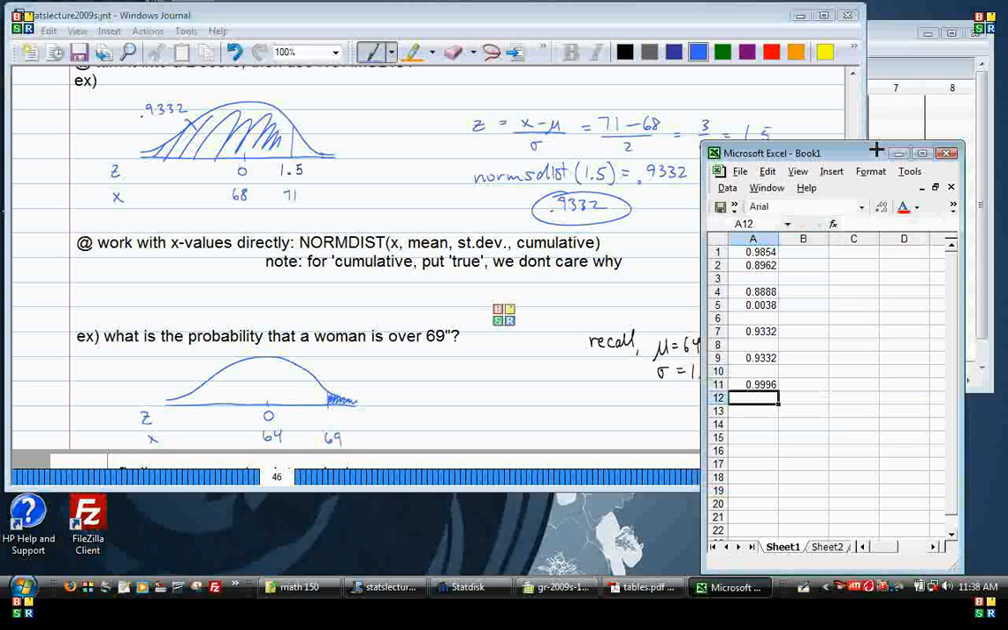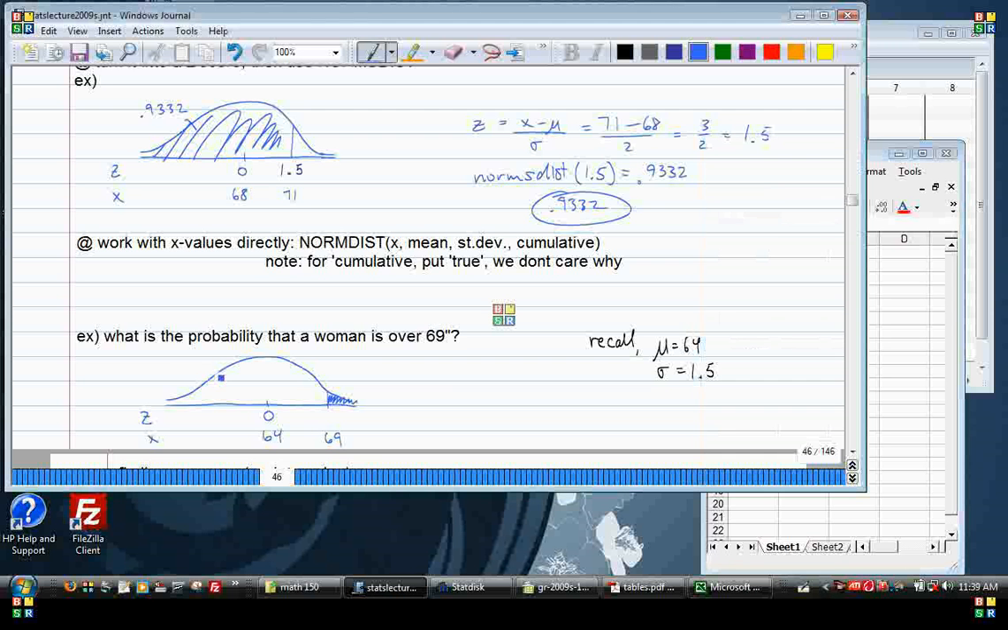Yes, Edward. Exactly. 0.9996 is not your answer. Look at the picture. Where does 0.9996 go? Yes, 0.9996 is this area to the left. But is that the area that we want? No, look where we shaded. So what we want is the opposite area, so we have to do 1 minus.